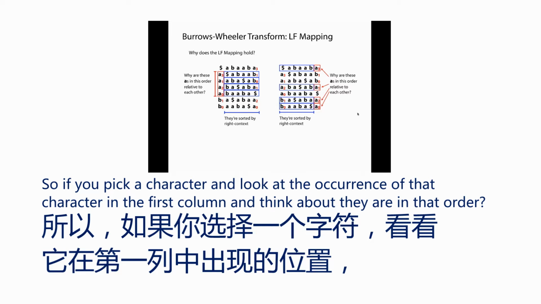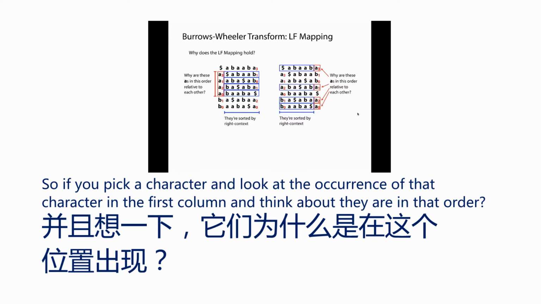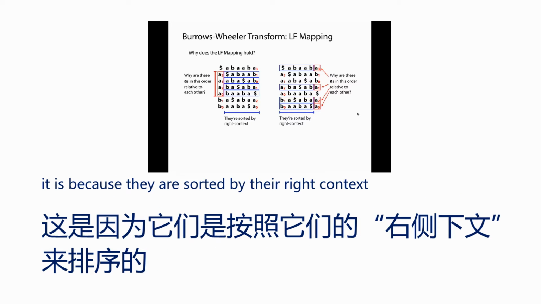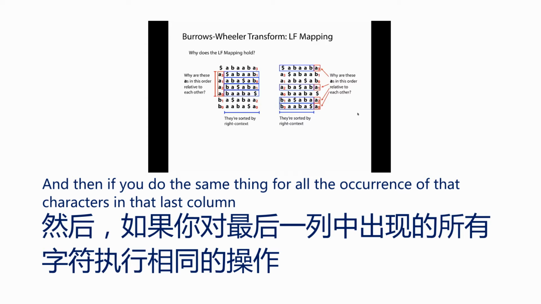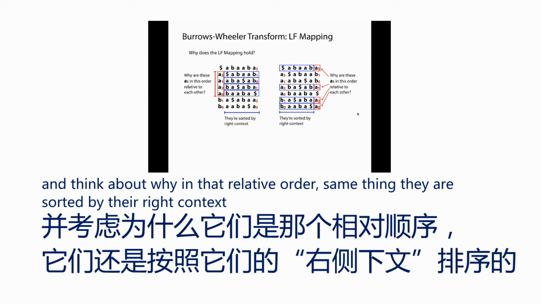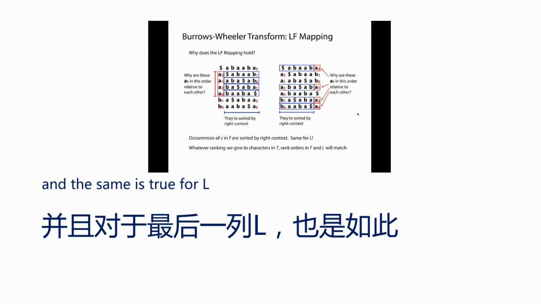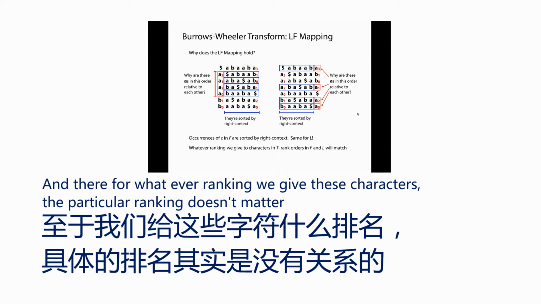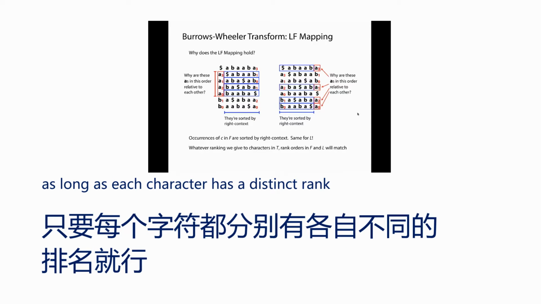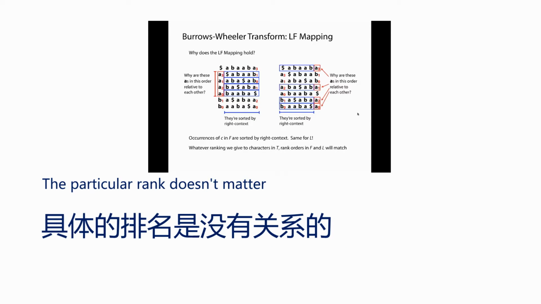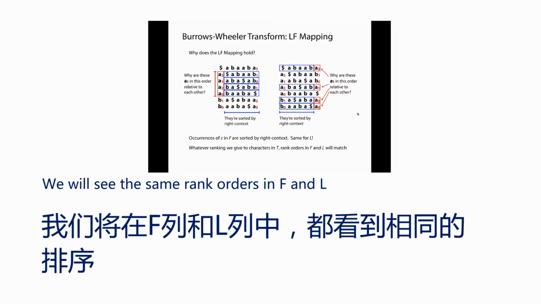So if you pick a character and look at the occurrences of that character in the first column and think about why they're in that order, it's because they're sorted by their right context. And then if you do the same thing for all the occurrences of that character in the last column and think about why they're in that relative order, same thing. They're sorted by their right context. So we can say occurrences of C in the first column F are sorted by their right context, and the same is true for L. And therefore, whatever ranking we gave to these characters, the particular ranking doesn't matter. As long as each character has a distinct rank, we'll see the same rank orders in F and L.